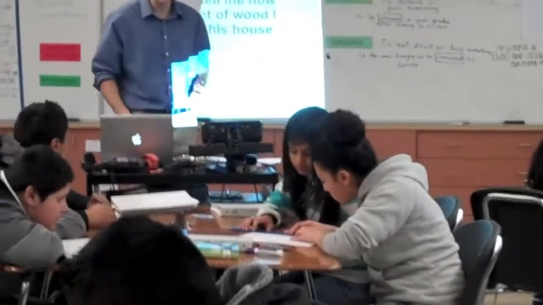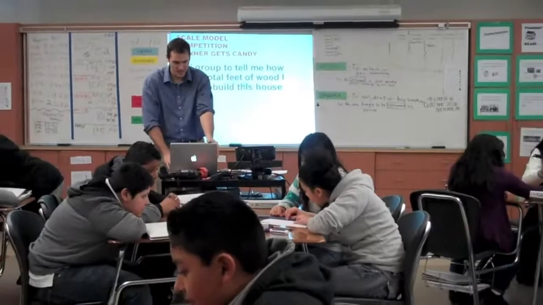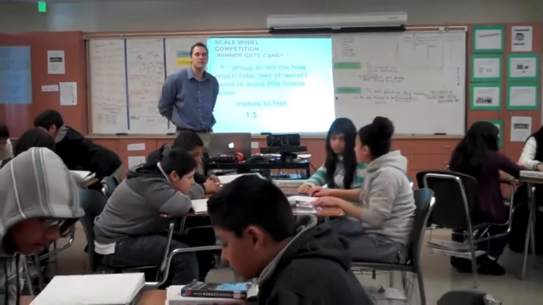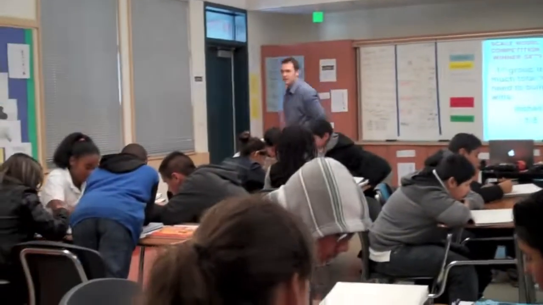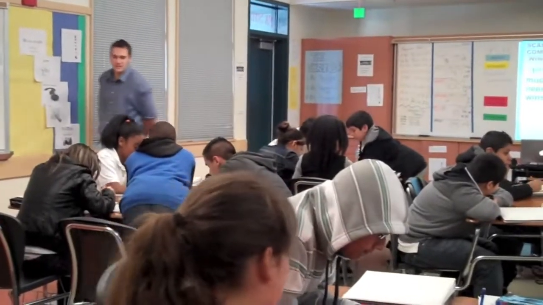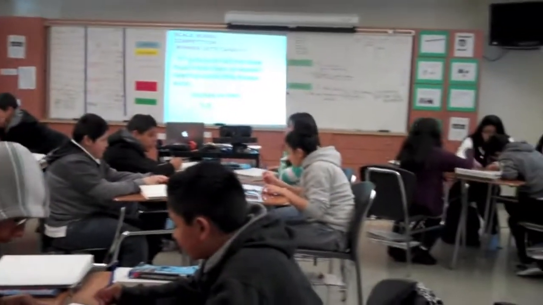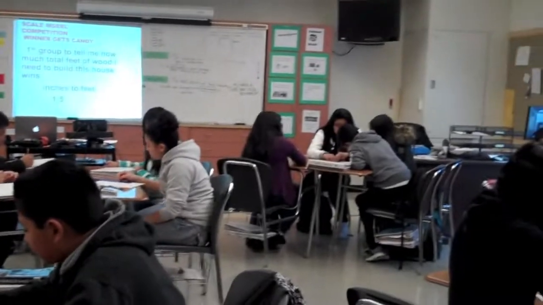There's going to be some decimals in there. The ratio is 1 to 5. Please write that down on your paper. 1 inch is 5 feet. 1 inch is 5 feet.